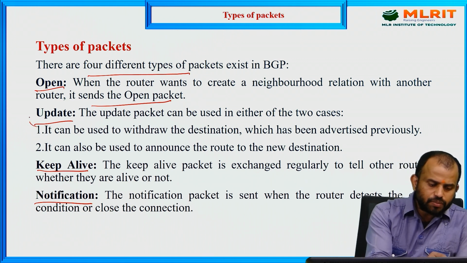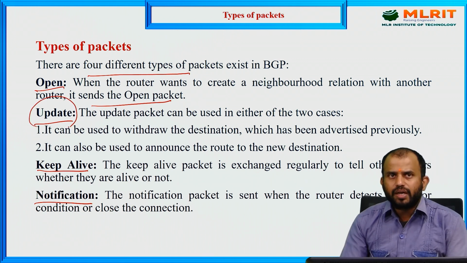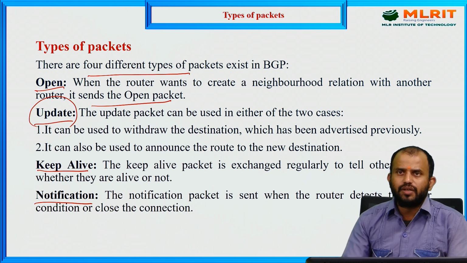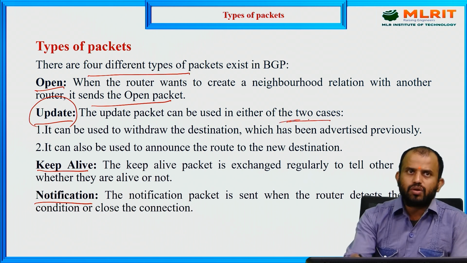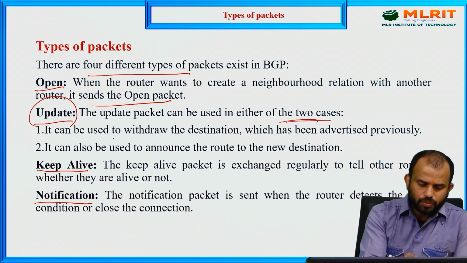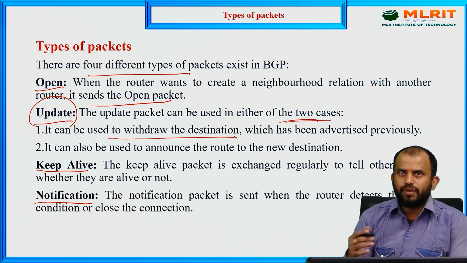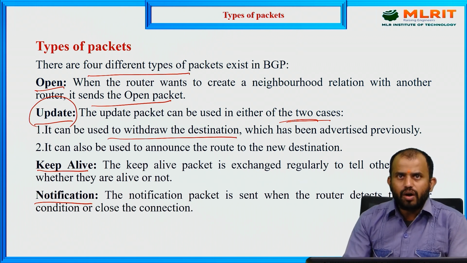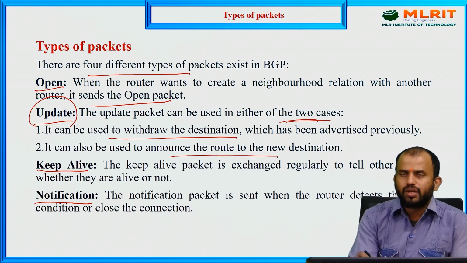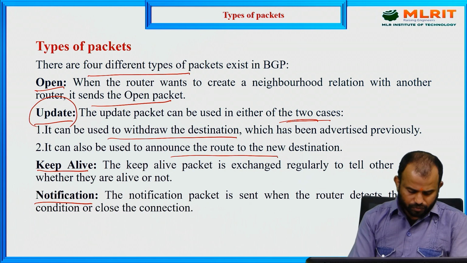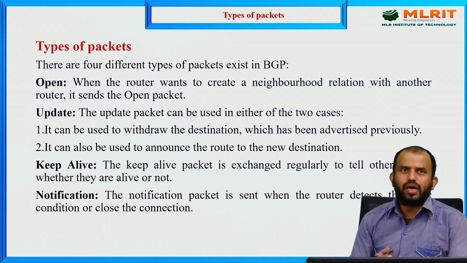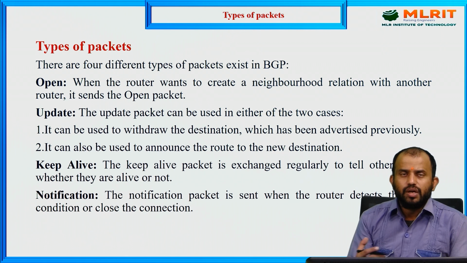But what is this update? So the update mechanism means a packet can send information. Two different cases are there. One is with a destination which has been addressed previously, or else we have to announce the route to a new destination. For example, if we are able to share the information to n number of routers, we have to save the information. So how are we able to save information? We have to get the information to the next router.